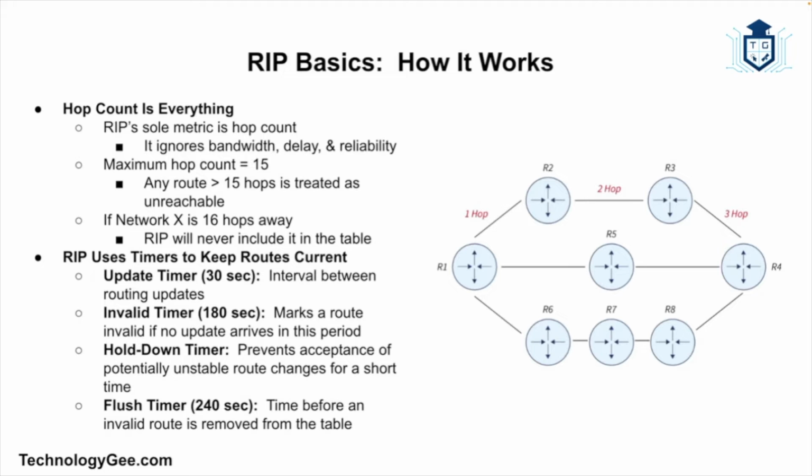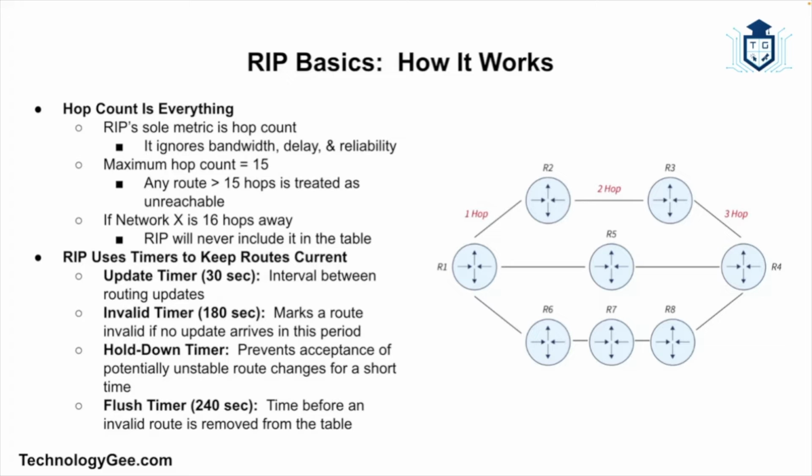Then we have what is called a hop count. RIP doesn't care about bandwidth, delay, or reliability. It only looks at how many routers, or hops, a packet must pass through to reach its destination. The maximum number of hops allowed in RIP is 15. Anything more than that is considered unreachable. So if network X is 16 hops away, RIP won't even try to communicate with it.